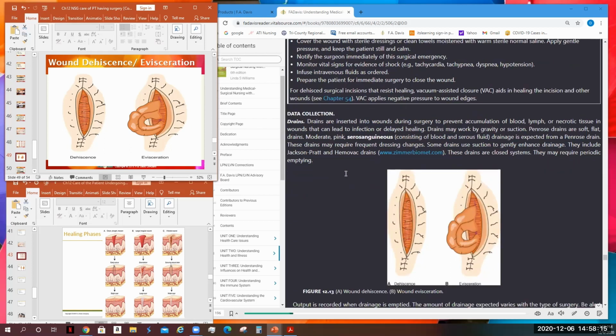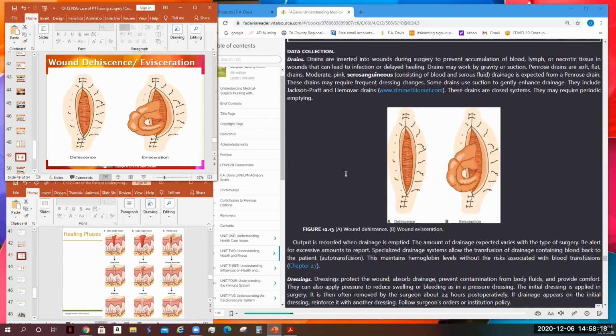Data collection, drains. Drains are inserted into wounds during surgery to prevent accumulation of blood, lymph, or necrotic tissue in wounds that can lead to infection or delayed healing. Drains may work by gravity or suction. Penrose drains are soft, flat drains. Moderate pink, serosanguinous drainage, consisting of blood and serous fluid, is expected from a Penrose drain. These drains may require frequent dressing changes.